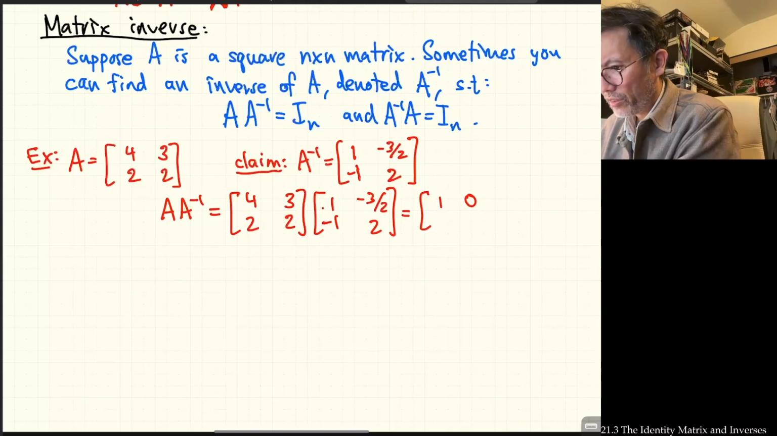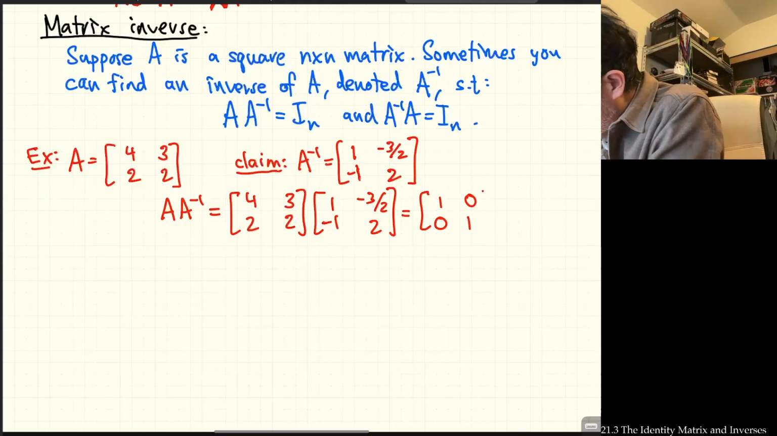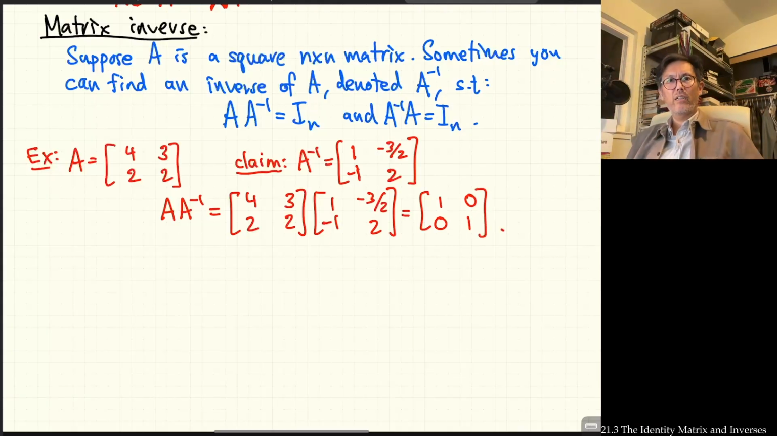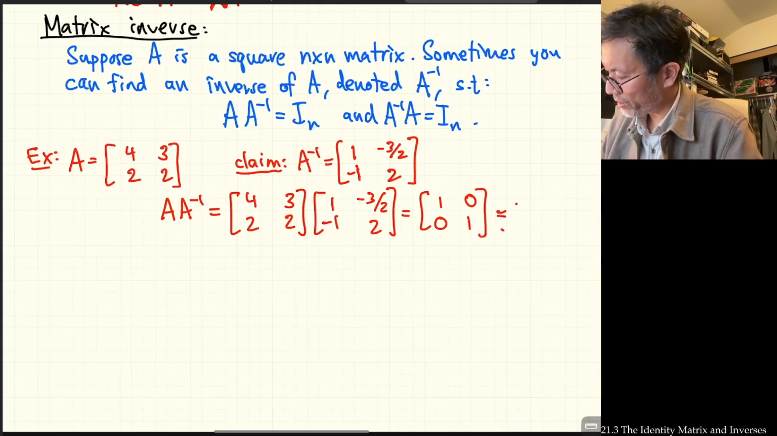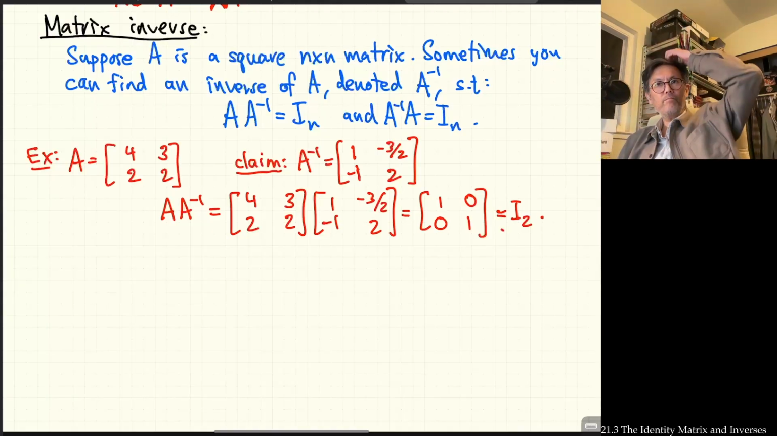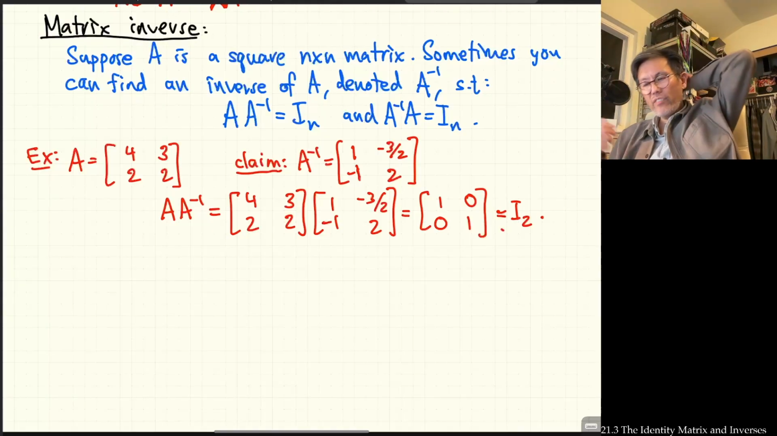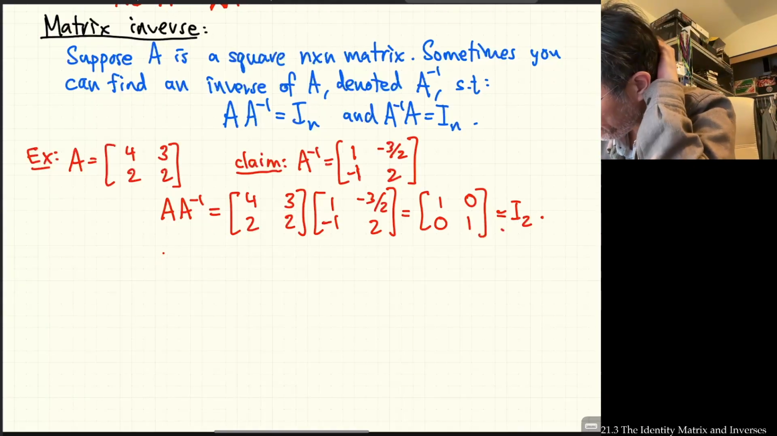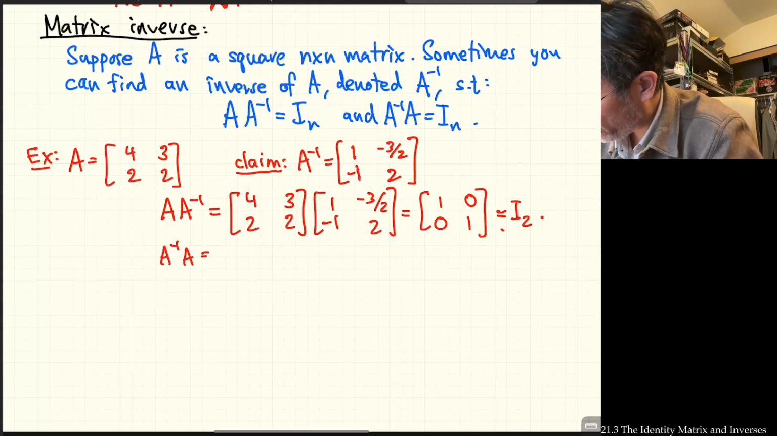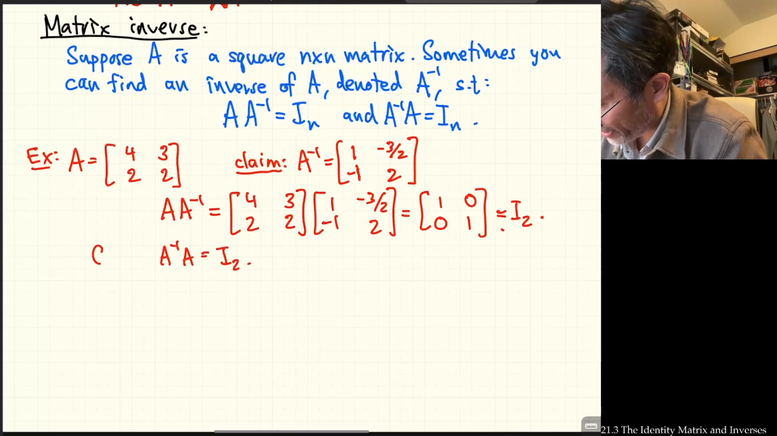2 times 1 is 2, and 2 times negative 1 is negative 2, and you sum them, you get 0. And then 2 times negative 3 halves is negative 3, plus 4 is 1. This is the identity matrix, is the point. Okay? And similarly, you can check A inverse times A is also equal to the identity. Check this yourself. Okay?